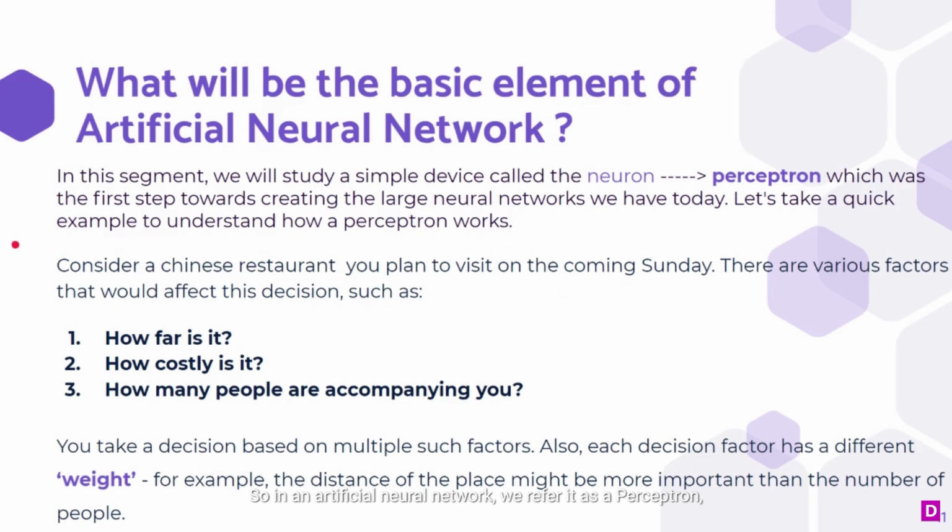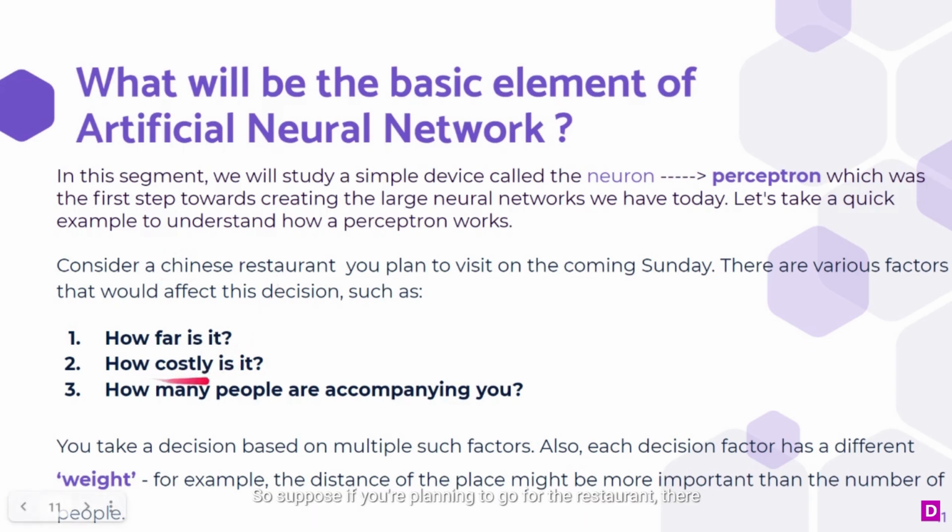In an artificial neural network, we refer to it as a perceptron, which was the first step towards creating the large neural networks which we have today. So let's take a quick example to understand how a perceptron works. Consider a Chinese restaurant which you are planning to visit on the coming Sunday. There are various factors that would affect this decision, right?